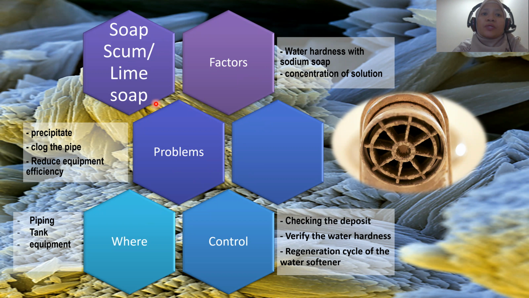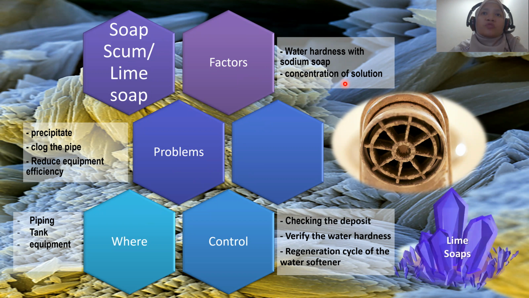Common factors that influence the formation of soap scum are the water hardness, fatty acid, and concentration of the solution. The formation of soap scum and limescale contribute to the same problem where it precipitates, clogs the pipe and may reduce the efficiency of equipment. You may notice soap scums, stains, or white deposit or film on piping, tank, and equipment surfaces. The same control for limescale is also applied in controlling the soap scum.